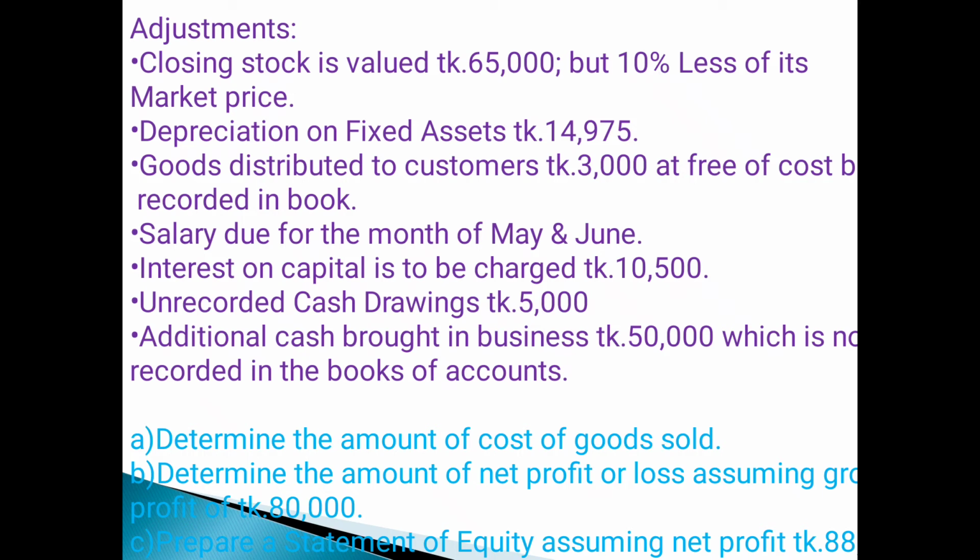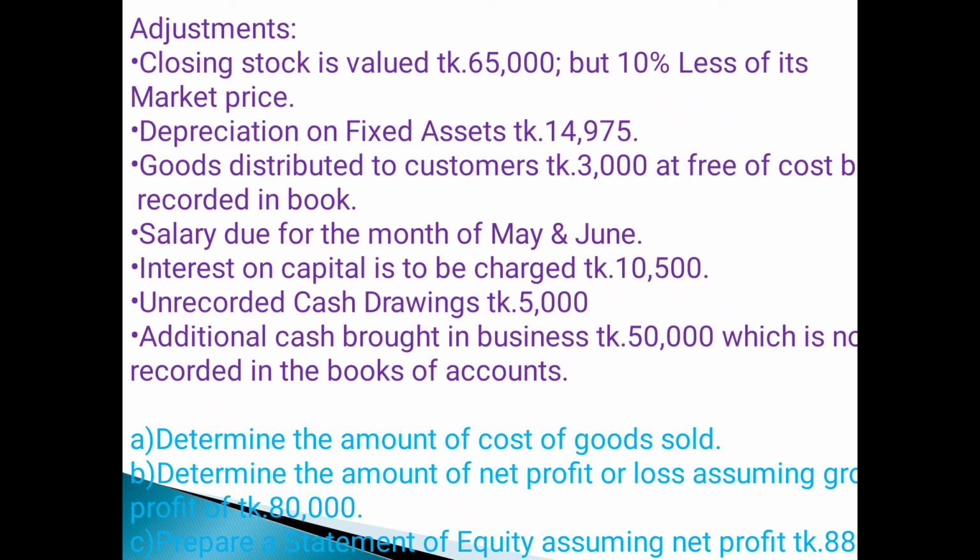The last adjustment is additional cash brought into the business. This amount is to be added with cash in hand on the asset side, that is, the current asset side, and also to be added in the equity statement with the capital amount.